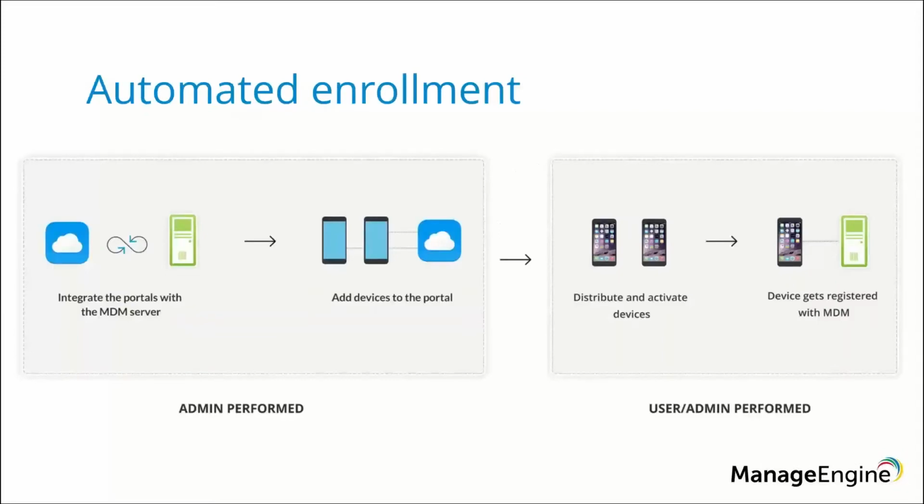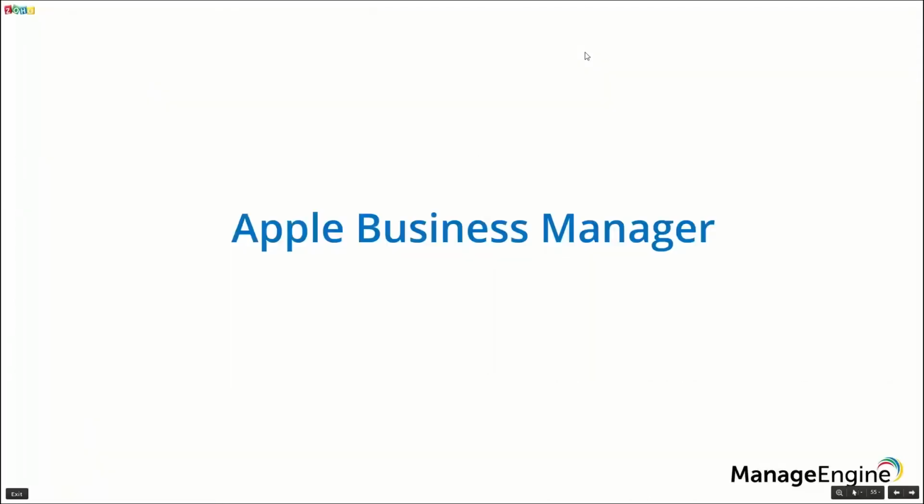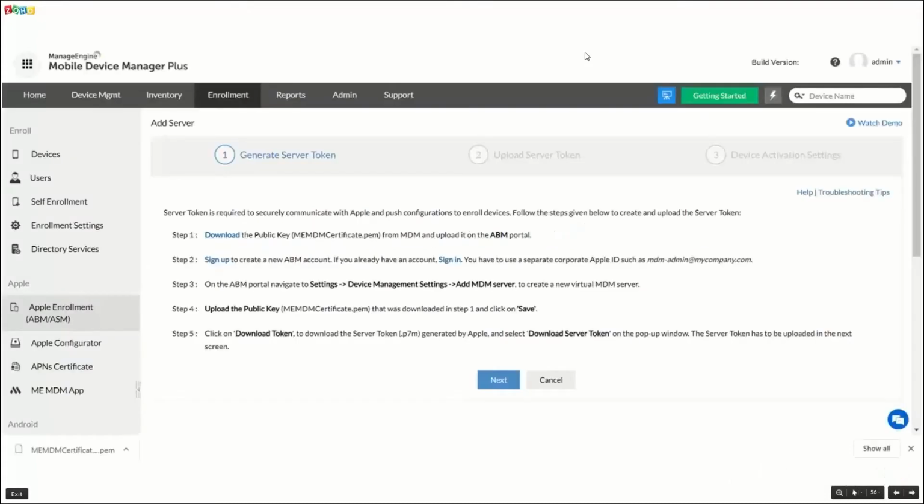And this is the automated enrollment workflow. You need to integrate your MDM server with these portals, either the Apple Business Manager portal or the Google Zero Touch portal or the Knox portal, and then add the devices and distribute the MDM profile on them. So first, let me show you how we can onboard the Apple devices through Apple Business Manager.